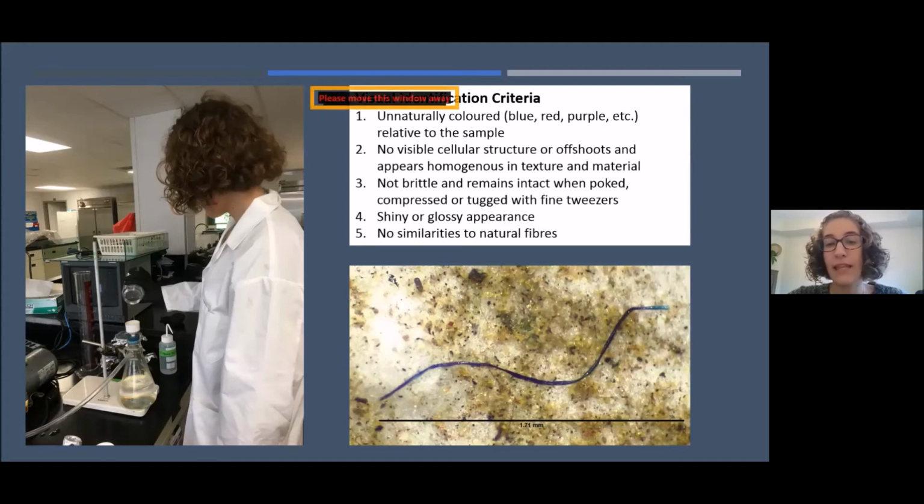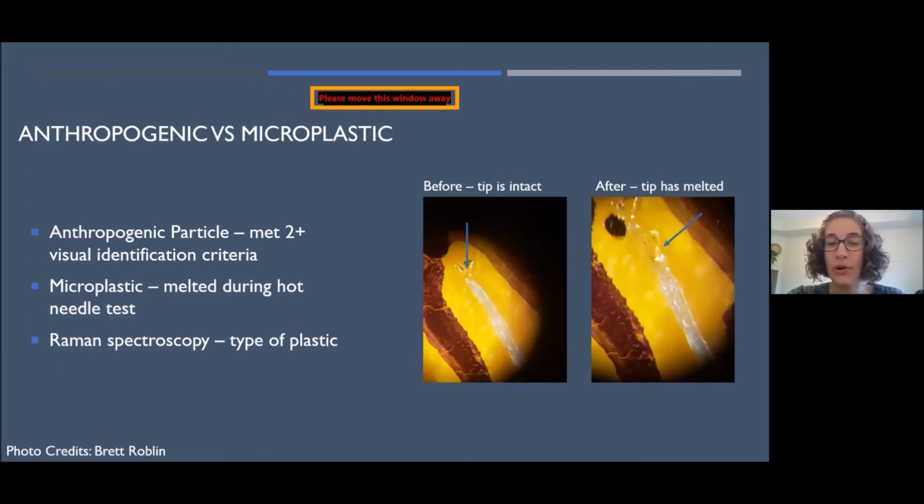An example of an anthropogenic fiber would be a cotton fiber from jeans, which is a natural fiber that has been stained with a number of different anthropogenic dyes. Of the anthropogenic particles that were identified, 20% were randomly selected and tested using the hot needle test to determine the proportion that were plastic. An example would be a polyester or nylon fiber. If the particle melted after being touched by the hot needle, it was classified as plastic and was further examined using Raman spectroscopy to determine the type of plastic.